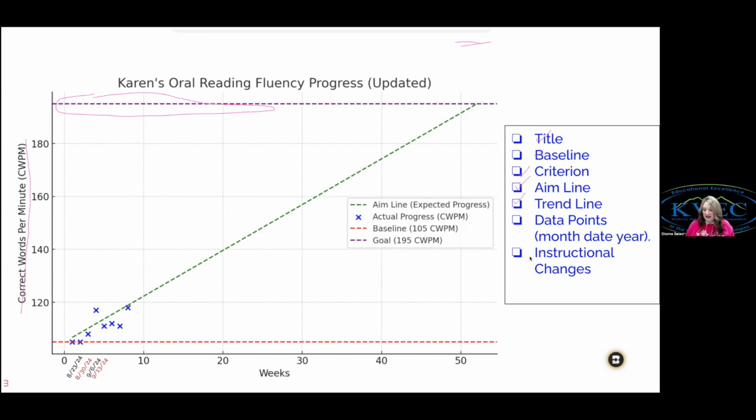The next thing is we must have data points. On this graph, do you see the data points? We see the data points right here. They're all collectively here at the bottom. Again, this is just representative of these 8-week data points. The other piece that's critical to mention is that we should be looking for the month, the date, and the year. So do we see that?